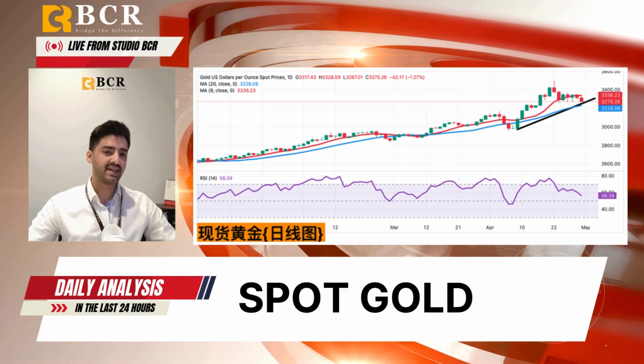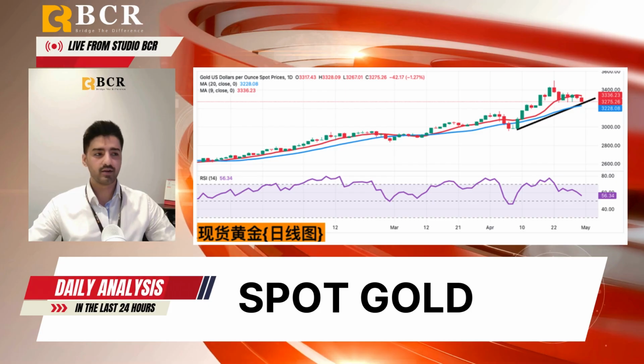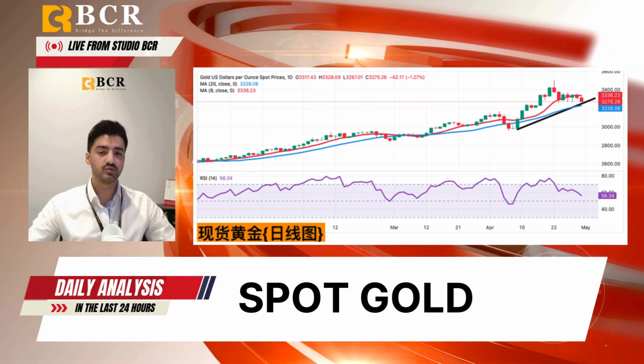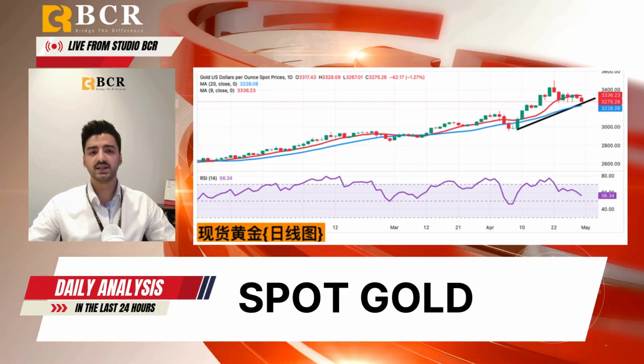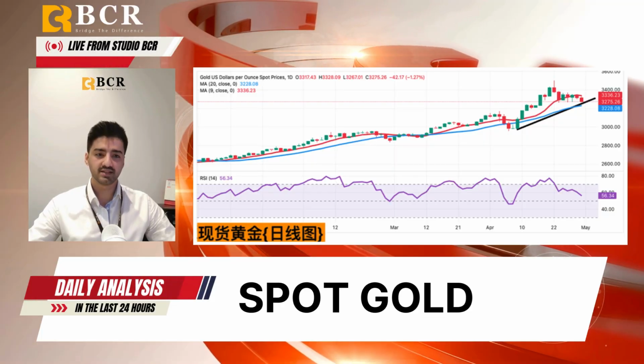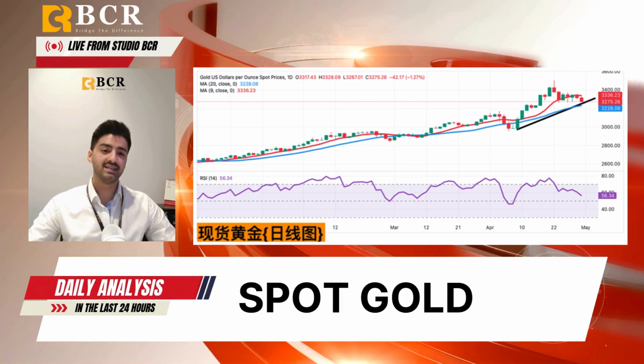Technically, gold remains in a consolidation phase after its breakout. RSI is cooling off, but still above 55, which indicates mild bullish momentum. MACD is flattening, signaling indecision.